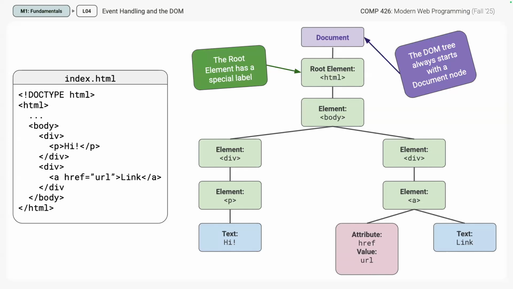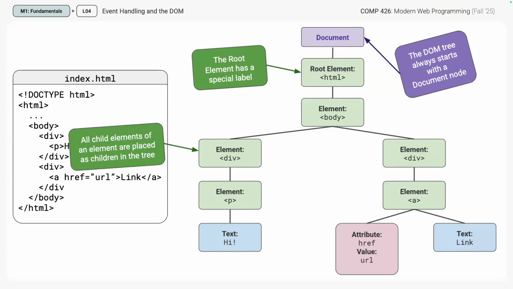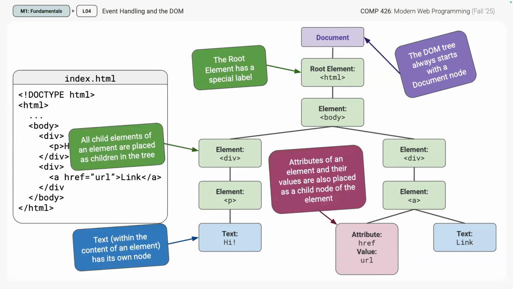And then also, lastly, we have one attribute or one property in our tag, which is href. So you can see we have href equals URL. And so we need to represent that in the DOM tree as well. And so we will do that by adding a child node to our element A with an attribute href and a value of URL. And I think I jumped slightly ahead here, so I'll bring in our other pop-ups here. So again, all child elements of an element are placed as children in the tree. Text has its own node, and attributes have its own node.